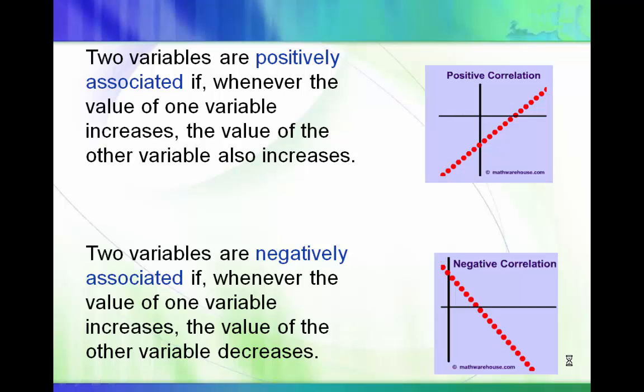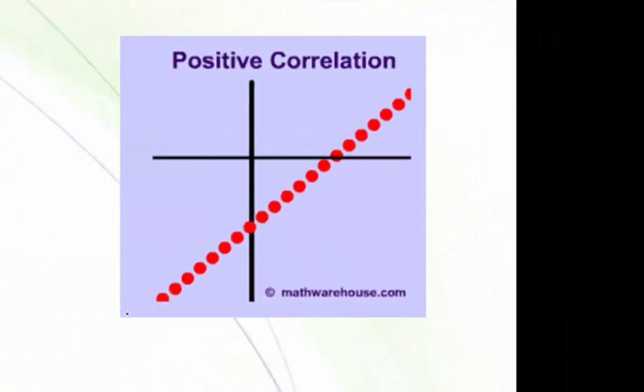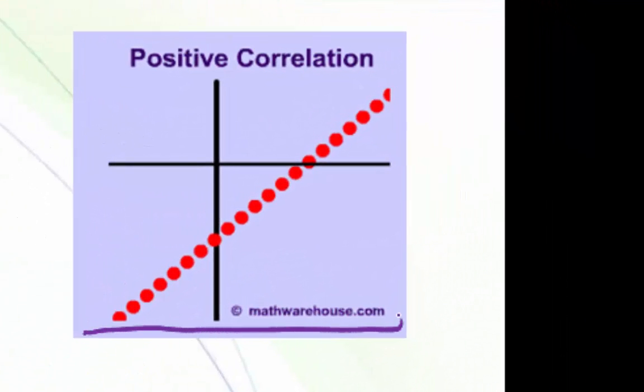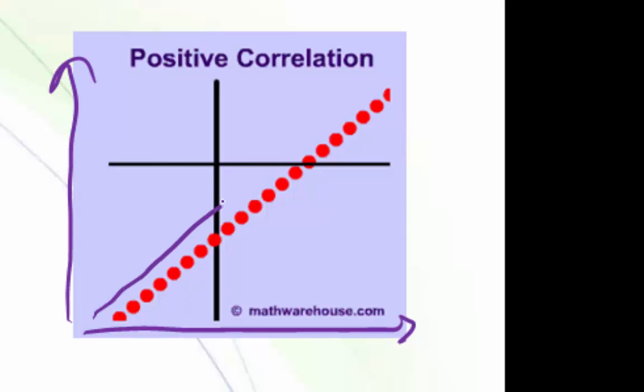Two variables are positively associated if whenever the value of one variable increases, the value of the other variable also increases. So to the right, as we go up the x-axis, the points also have larger y values. So that gives us going up as we go across the page.